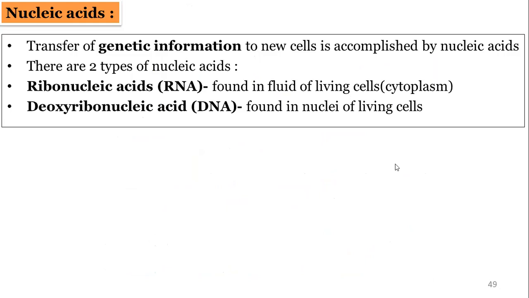Then I am coming to the next part. It is the last part of the chapter. It is nucleic acids. Transfer of genetic information to the new cells is done by the nucleic acids. There are mainly two types of nucleic acids.